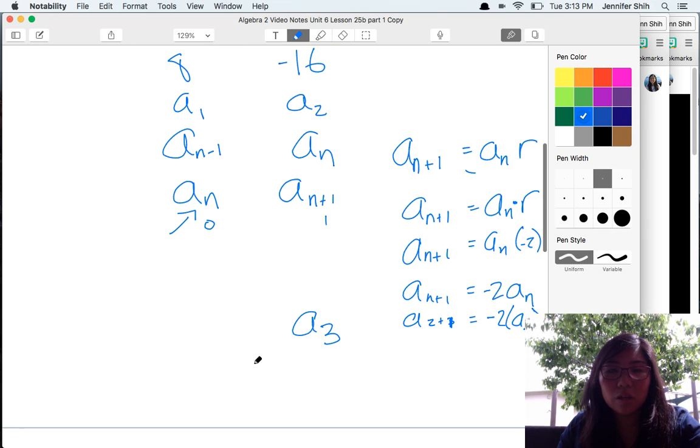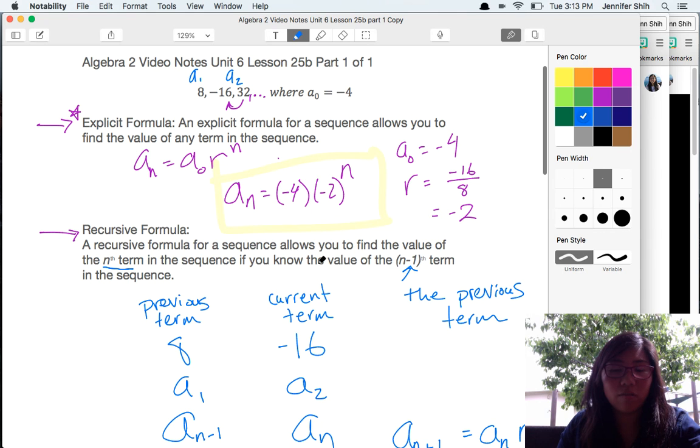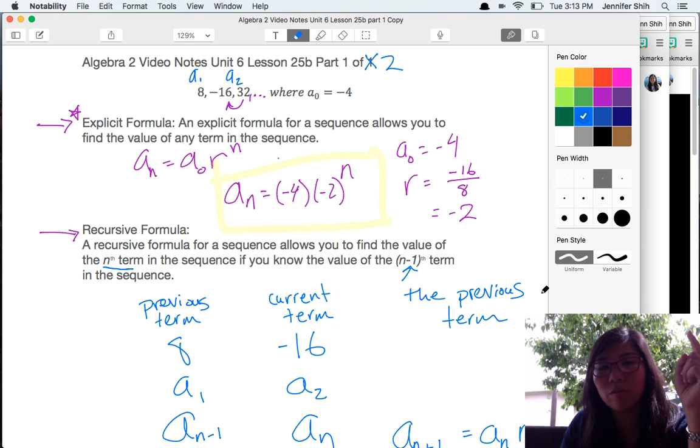That's all you need to know for the next video. So write a summary, double check that you have these definitions in your notes, and then move on to part 2. Oh, this is part 1 of 1. Sorry, this is part 1 of 2. You have another video after this.